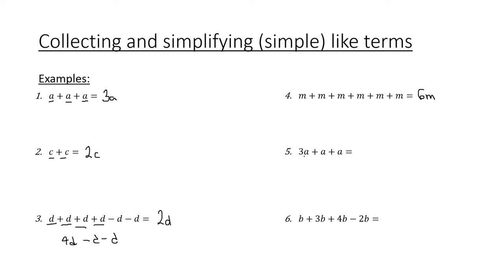Okay, remember what I said, that digit in front of the a does not determine whether it's like or unlike. What determines it is that variable. So we've got 3a plus a plus a, so we end up with 5a.